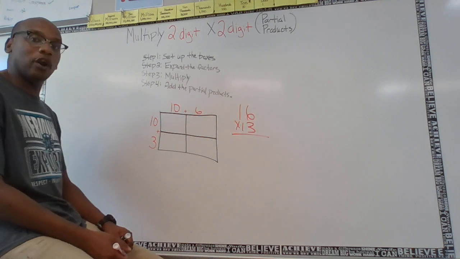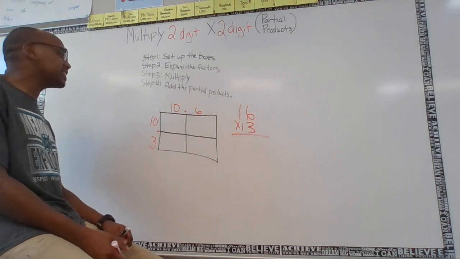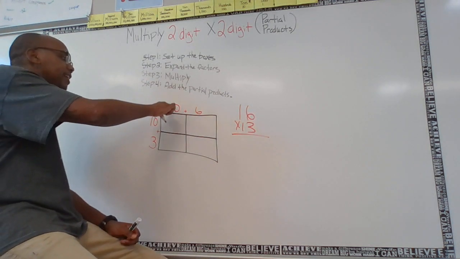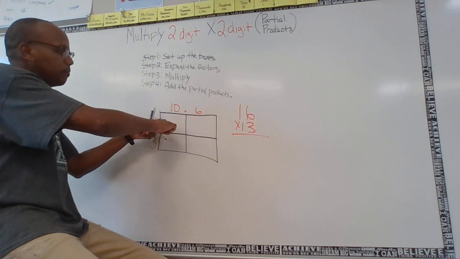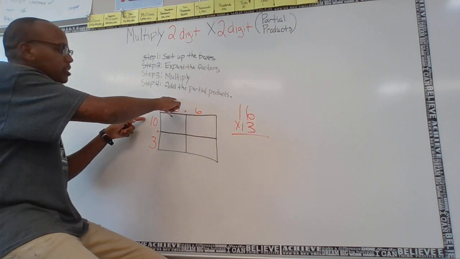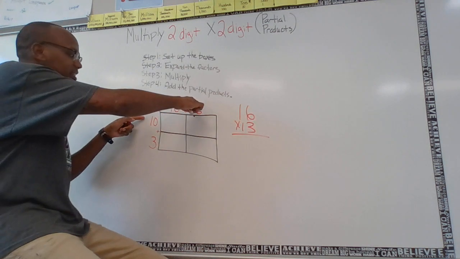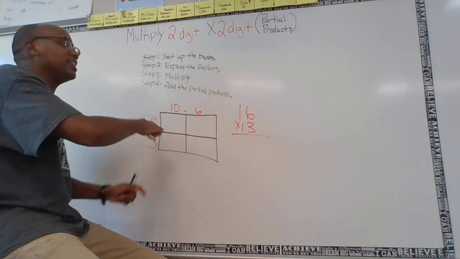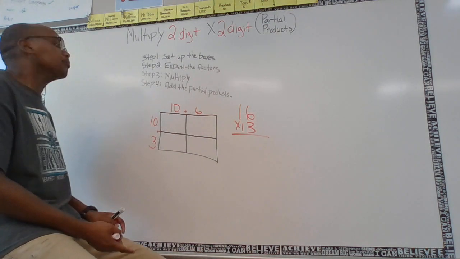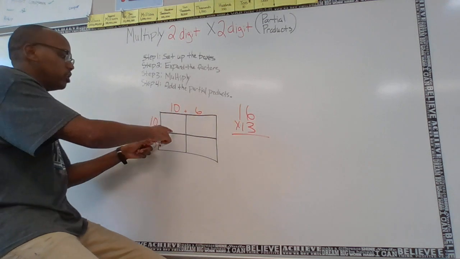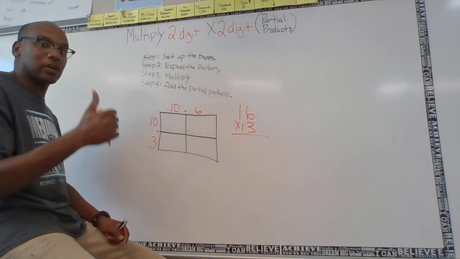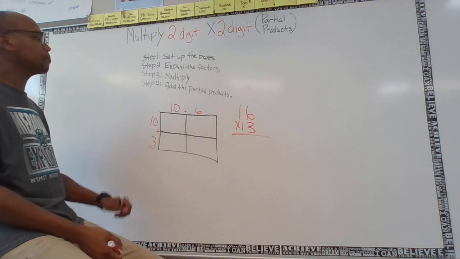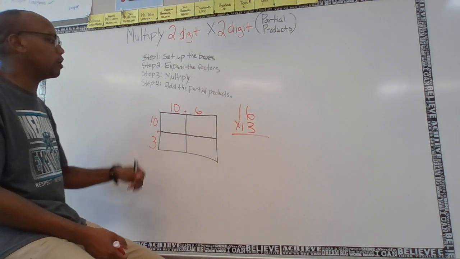Step 3, I'm going to multiply. Basically, I'm going to multiply a top factor times a factor on the left, and the boxes where they'll meet up. So 10 times 10 will meet up there. 6 times 10 will meet up here. Then I will do the bottom row, which is 10 times 3 will meet up here, and 6 times 3 will meet up there. That's what I mean when I say multiply, right? I'm going to multiply the parts, right?